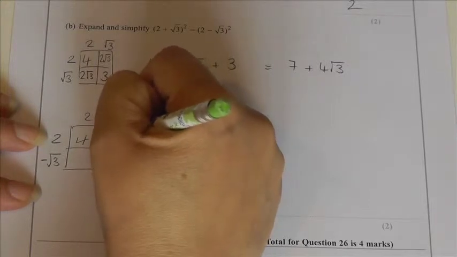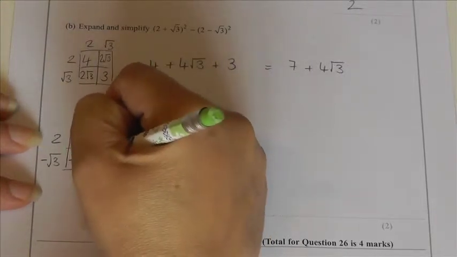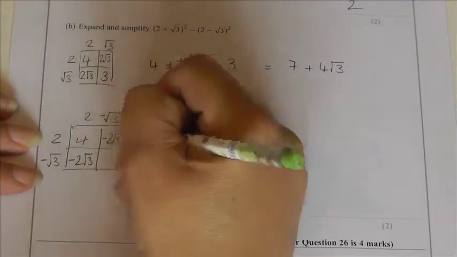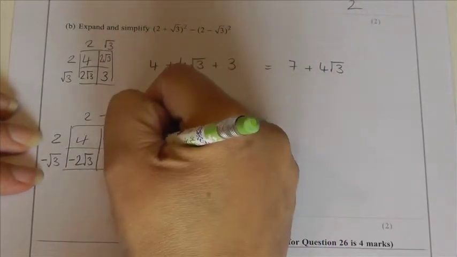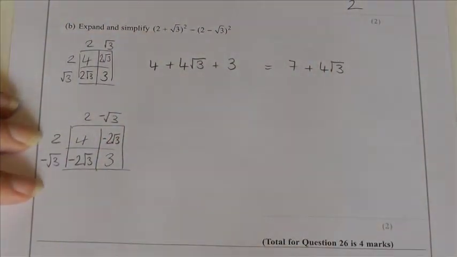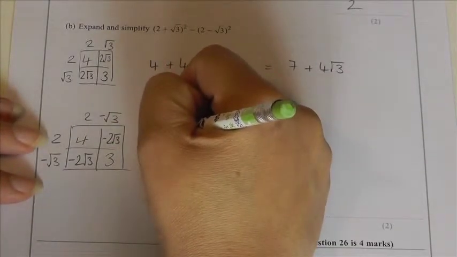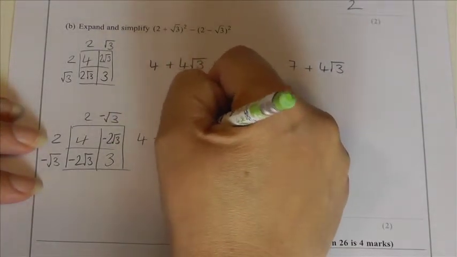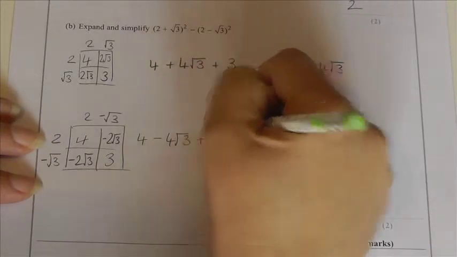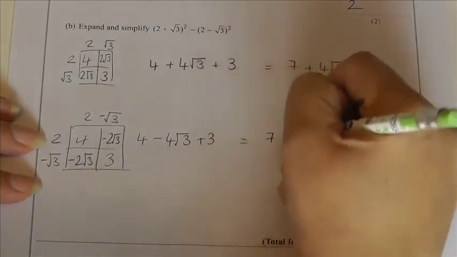Down here I'm going to do the same, so 2 times 2 is 4. 2 times minus root 3 becomes minus 2 root 3, so the same here, and minus root 3 times minus root 3 will again give us a positive 3. So we would end up here with 4 minus 4 root 3 plus 3, which is the same as 7 minus 4 root 3.